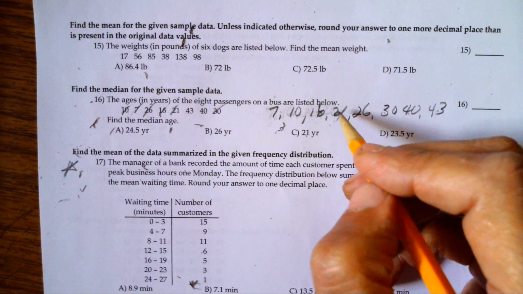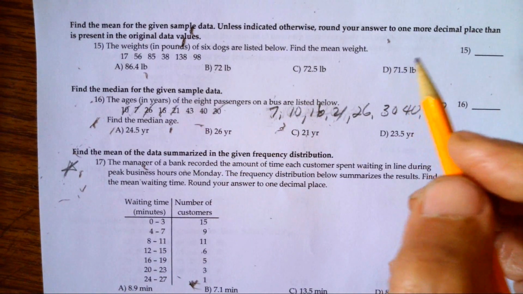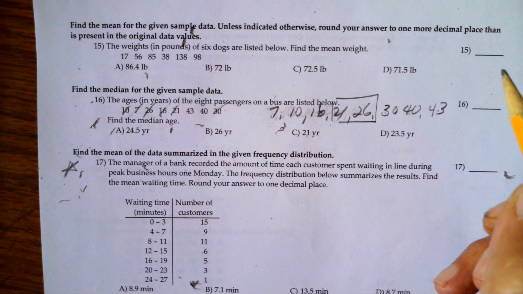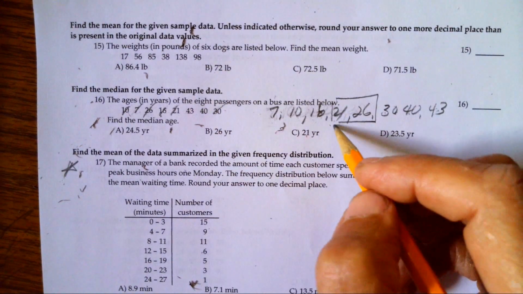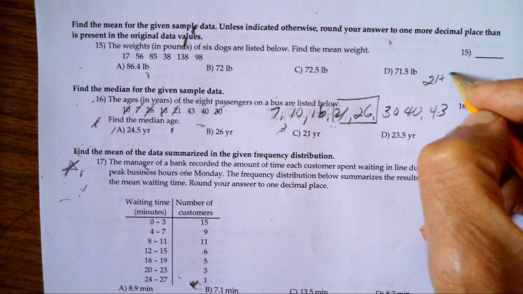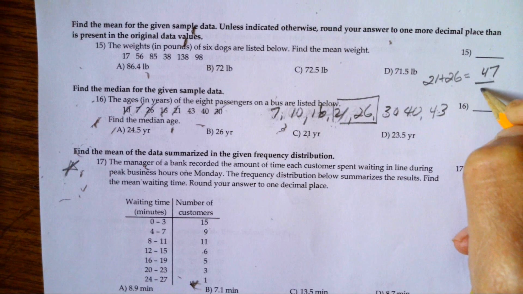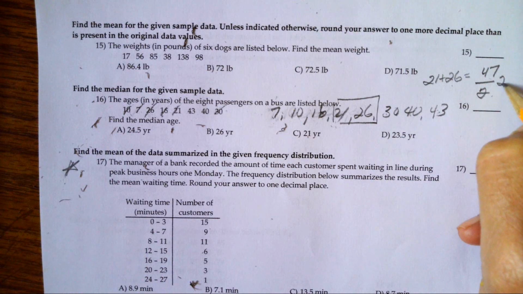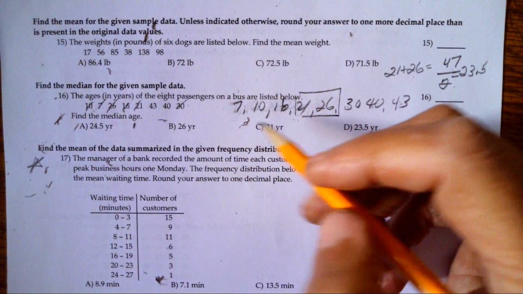So 1, 2, 3, 4, 5, 6, 7, 8. There's an even amount of numbers, so I'm going to take the two middle ones and average them out, provided I put them in order. It took me a while to do that. Halfway between 21 and 26. 21 plus 26 is 47. If I take 47 and divide it by 2, I'm going to get 23.5, if you can see it over here. Equal 23.5.